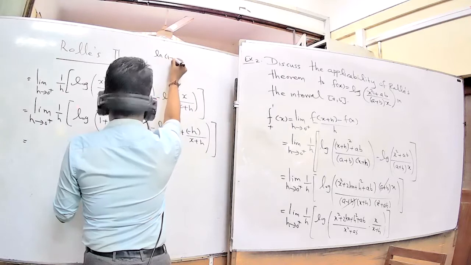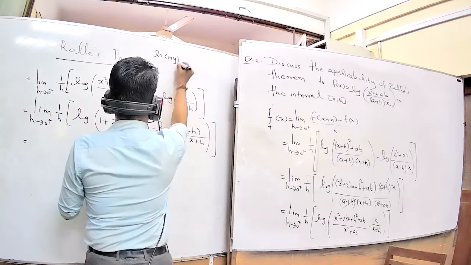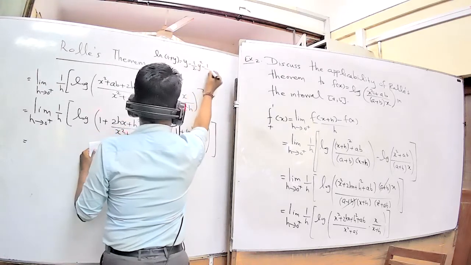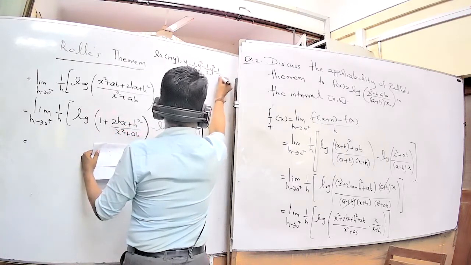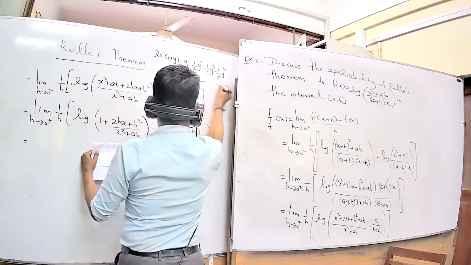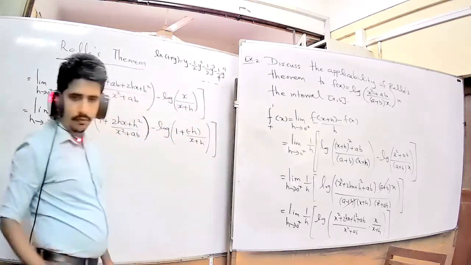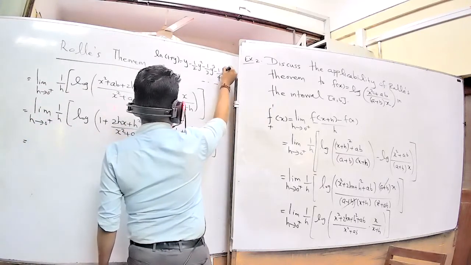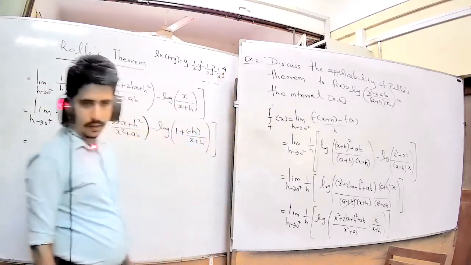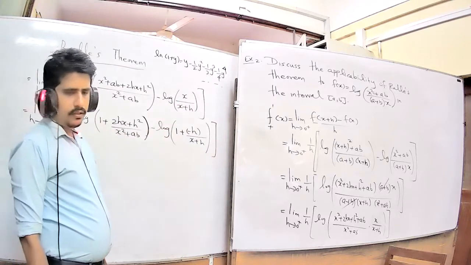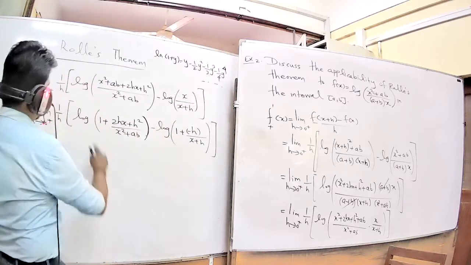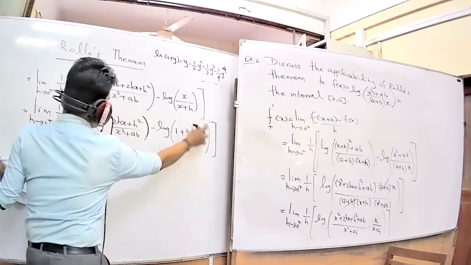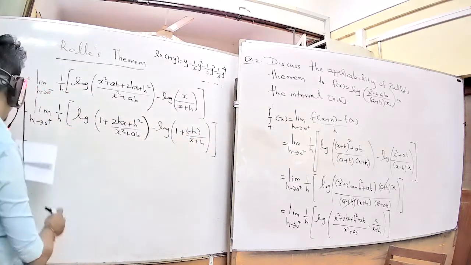ln 1 plus y equals y minus half y squared plus 1 by 3 y cubed minus 1 by 4 y to the power 4 and so on. It is the expansion, right? You can apply it here: 1 plus your y term is this one, and here the y term is this one. Then you can easily find the limit.